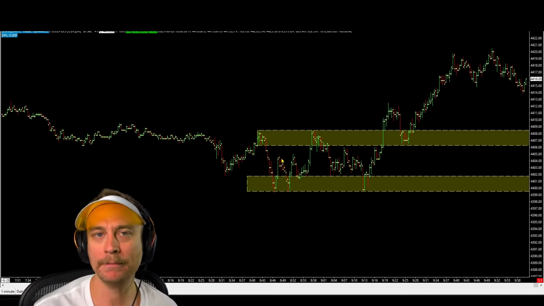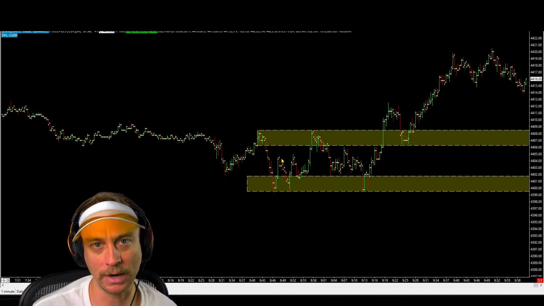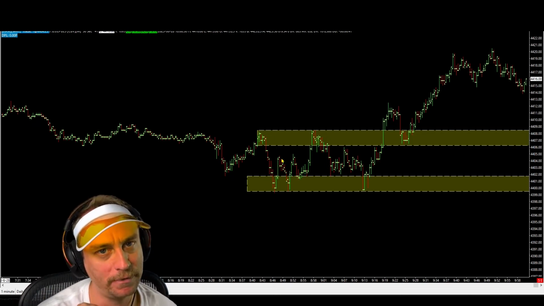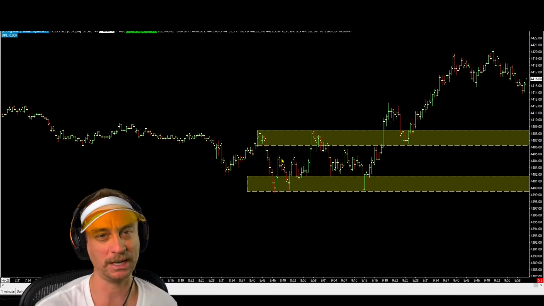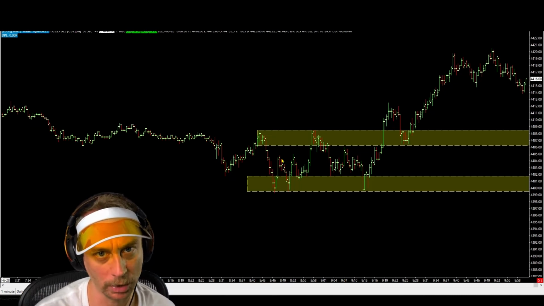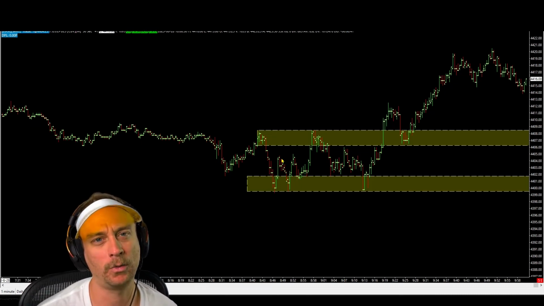So what I'm doing is I'm always fading a range. Now, I do take breakouts. That is under very specific certain circumstances where I know there's a high probability it could work out. But for the most part, I'm always fading a range.